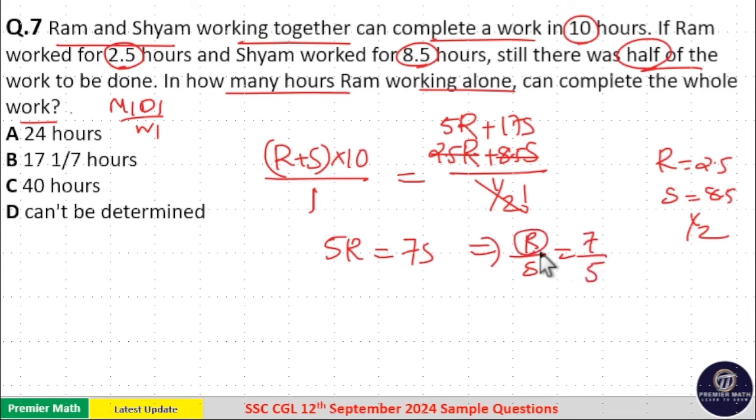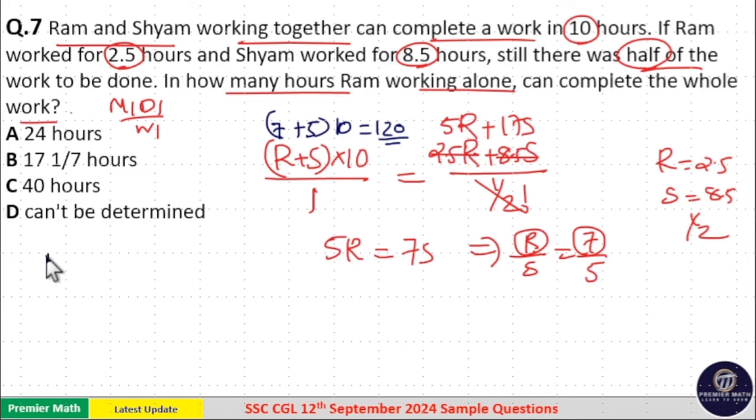That is, Ram can complete 7 units of work in an hour. Now find the total work. Total work is equal to, here Ram's efficiency is 7 parts and Shyam's efficiency is 5 parts. So 7 plus 5 into 10 is total work, which is equal to 120 units. That is, here 1 unit of work is equal to 120 units. This 1 unit is equal to R plus S into 10, which is equal to 120 units. Here also 1 unit of work is equal to 5R plus 17S, which is equal to 120 units.